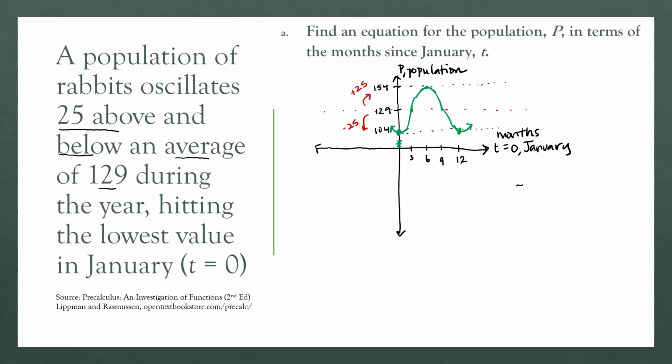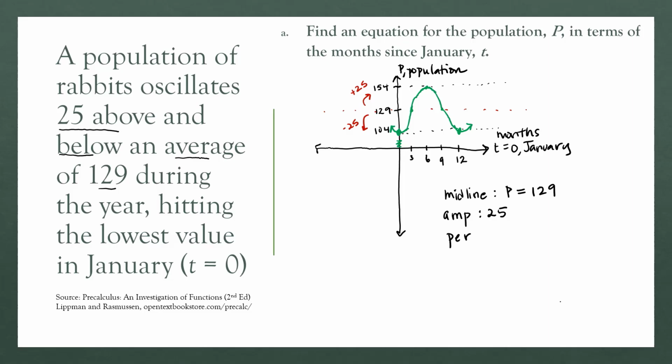All right, so what is the equation of this curve? Let's start with identifying a few things. What is the midline, I might ask? The midline, or the vertical shift, looks like that's happening at P equals 129. So in other words, we're taking an average that may have been at 0 and we're shifting it up to 129. From that midline, we have a difference of 25. So I'm going to call that the amplitude.